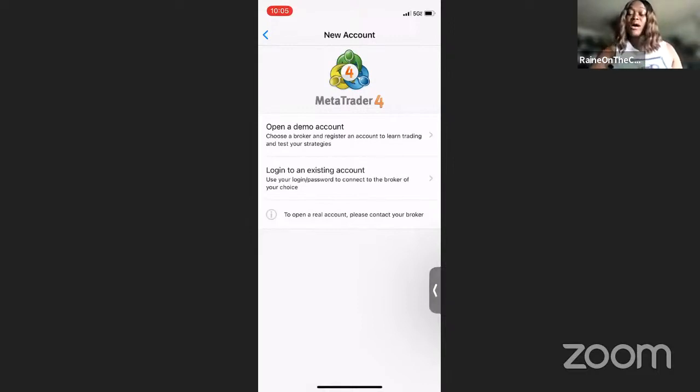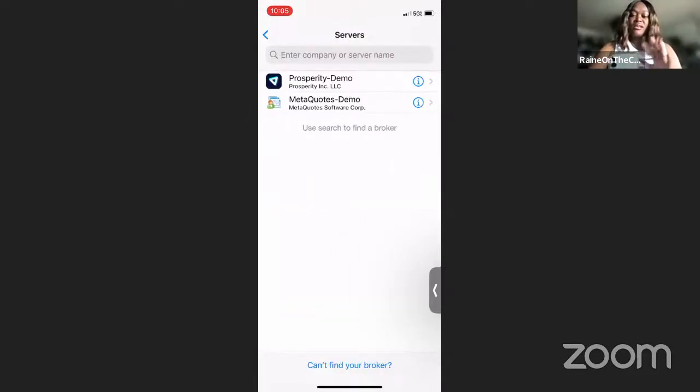and you have the demo account or you have the existing account, which you would have created and funded. Now, when you are just starting out on your trading journey, even though you may have your live account, you want to practice in a demo account first. You want to get that monopoly money, okay? So open a demo and you're going to find your server, which is associated with your broker of choice.